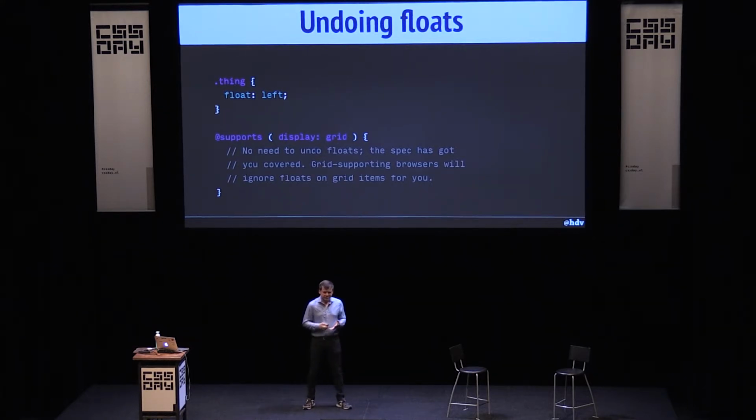Something you might also want to do is undo your floats. And that's something that the spec actually has covered for you. It says in the spec for grid layout that as soon as something becomes a grid item, floats no longer work on them. So that means that when you use display: grid, your floats are automatically undone for you. And that's quite nice. That means that you don't need to really worry about it. You can float and grid at the same time, and it will work in respective browsers.